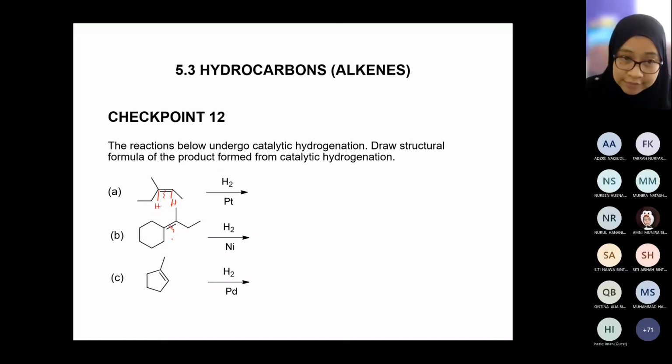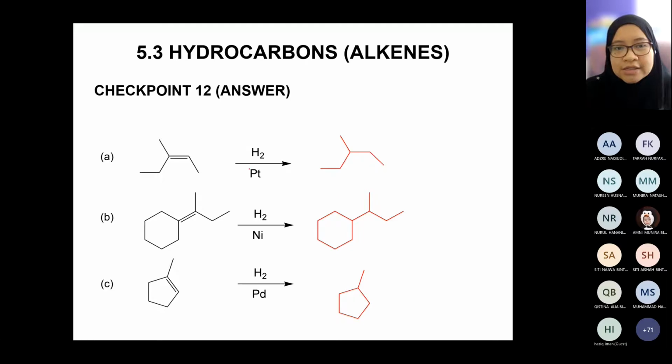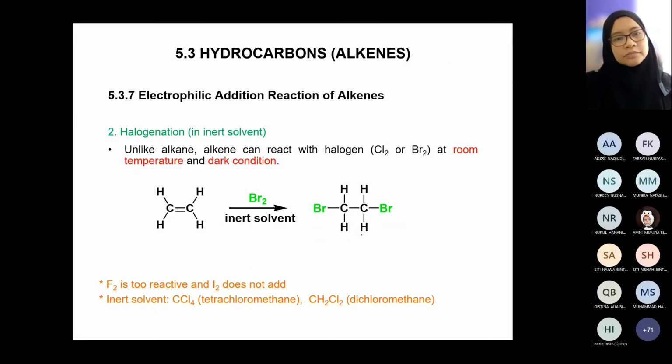As simple as that. Same goes for this one. This one will be broken down, and the hydrogen will be added there. Since this is skeletal, hydrogen will not be shown. Therefore, you basically have the exact same structural formula, but without the double bond. Very simple for the hydrogenation reaction.